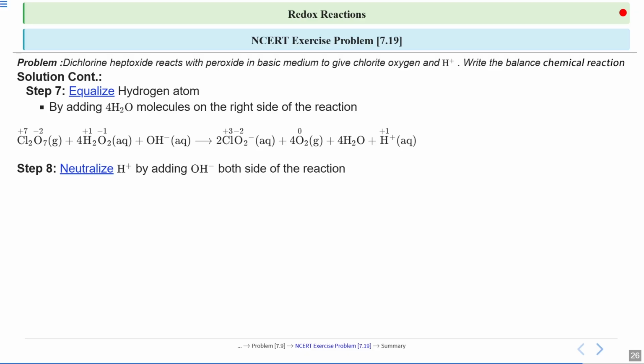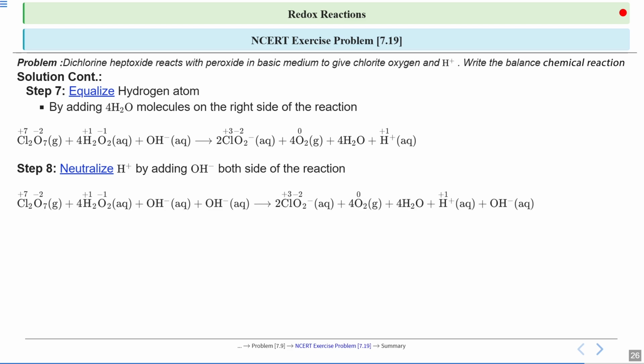So this equation would now be neutralized, or we can say that there is one more step, that is step 8, that neutralizes the H positive by adding OH negative to both the sides. So if we add OH negative to both the sides, this would be Cl2O7 2 negative plus 4H2O2 plus OH negative plus OH negative. This OH was present already, and this OH we have added right now, and this would be 2ClO2 negative plus 4O2 plus 4H2O plus H positive plus OH negative.